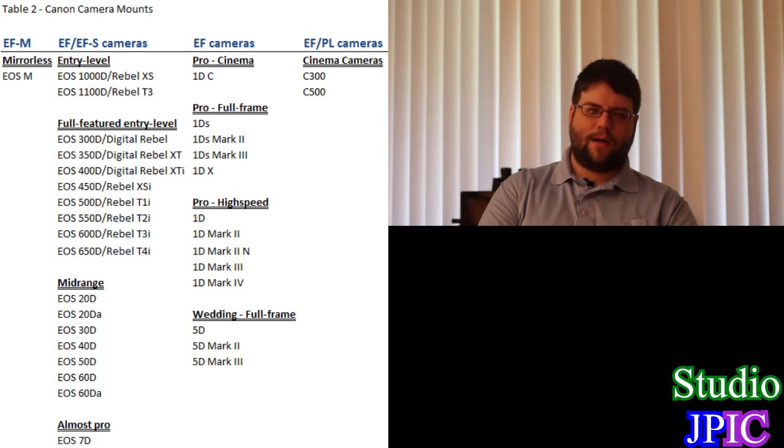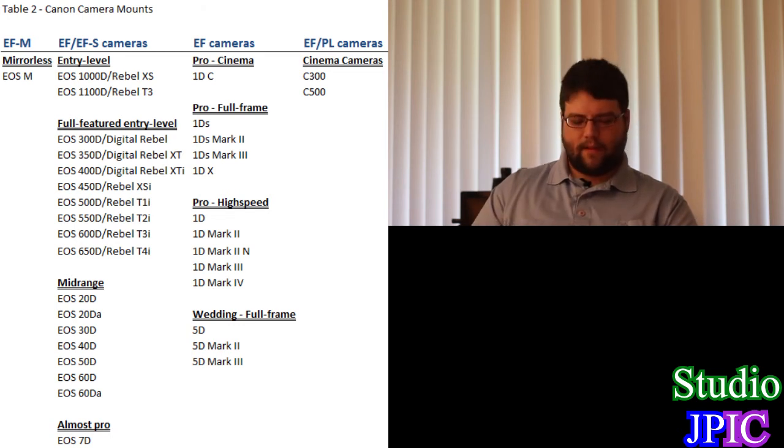Then you have the 1DX camera, which is the newest 1D camera, and it's kind of a hybrid between the Pro High Speed and the Pro Full Frame cameras. And finally, you have the Pro Cinema DSLR camera, which is the 1DC. And this one is made more for the videographer, especially people who intend to do cinema or other high-end videos with it. And it comes in an EF mount.